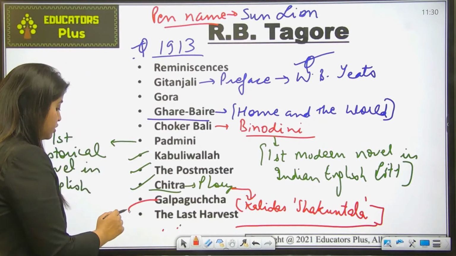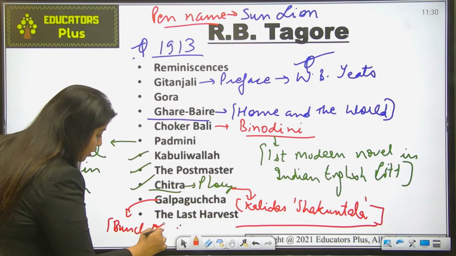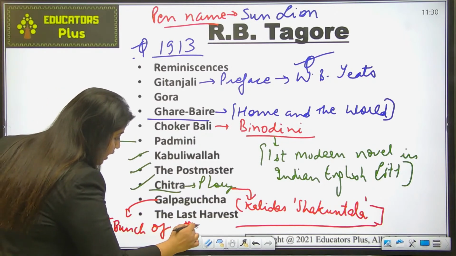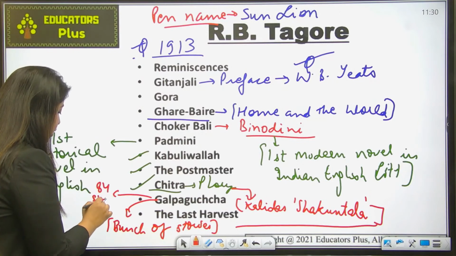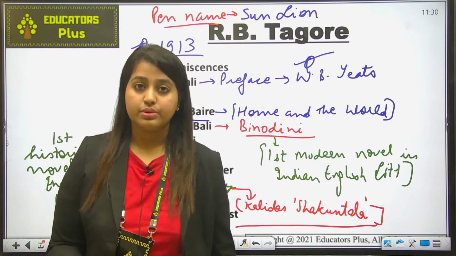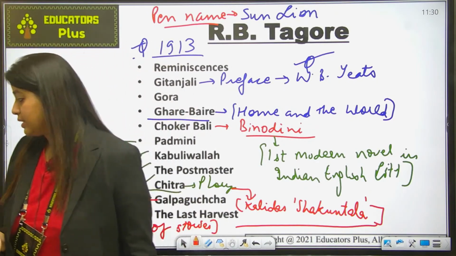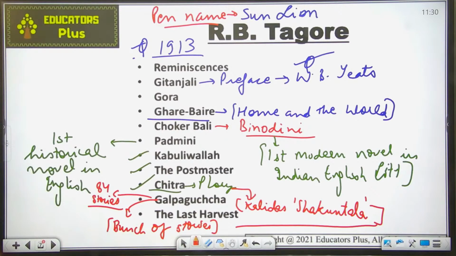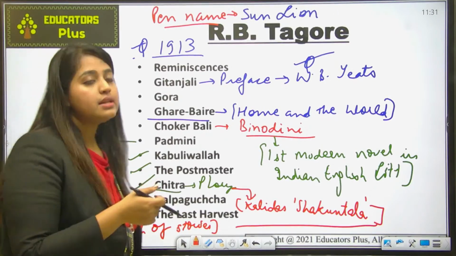Okay, what do we call it in English? Bunch of stories. And around 84 stories are there in that, which talks about the modern society and the author's view on that particular society, and it also talks about the author's surroundings. Is this clear? Okay, then the last is the Last Harvest.